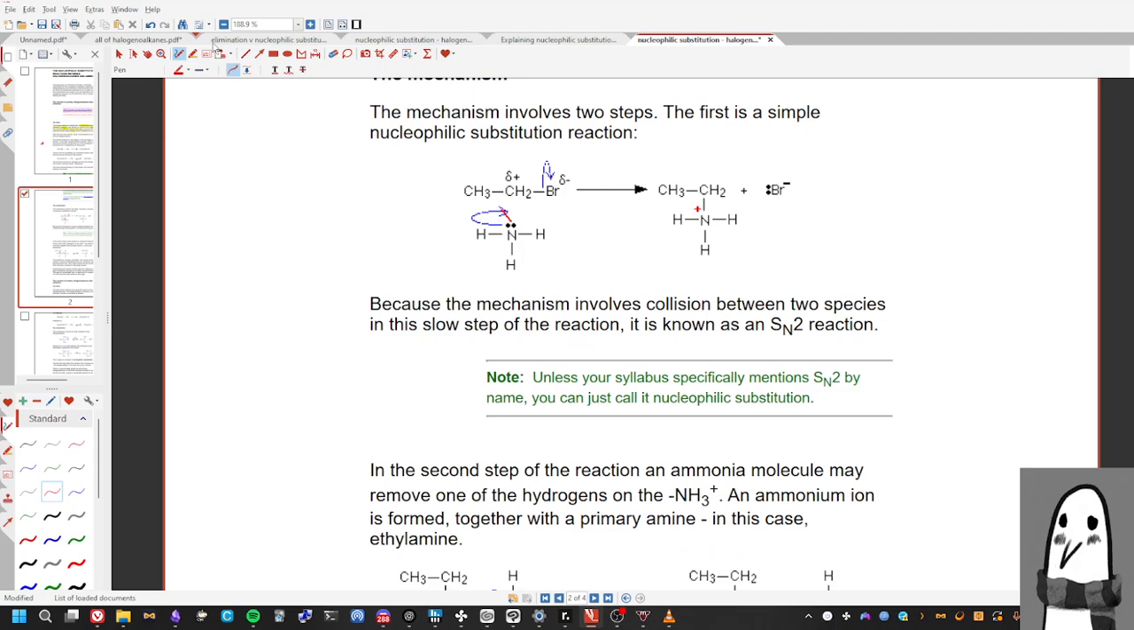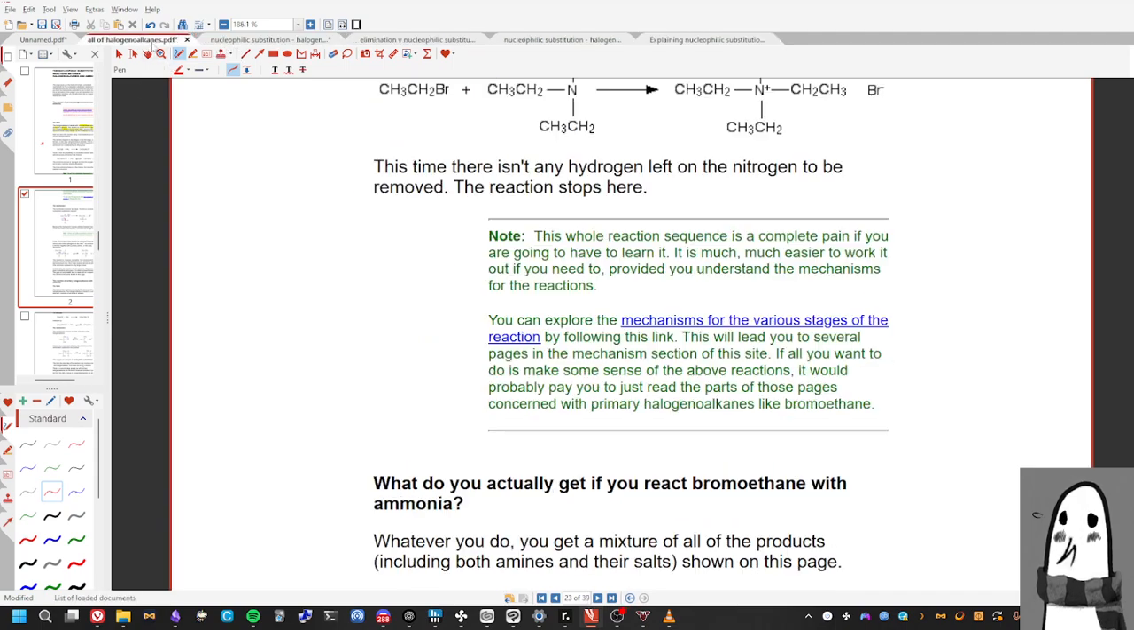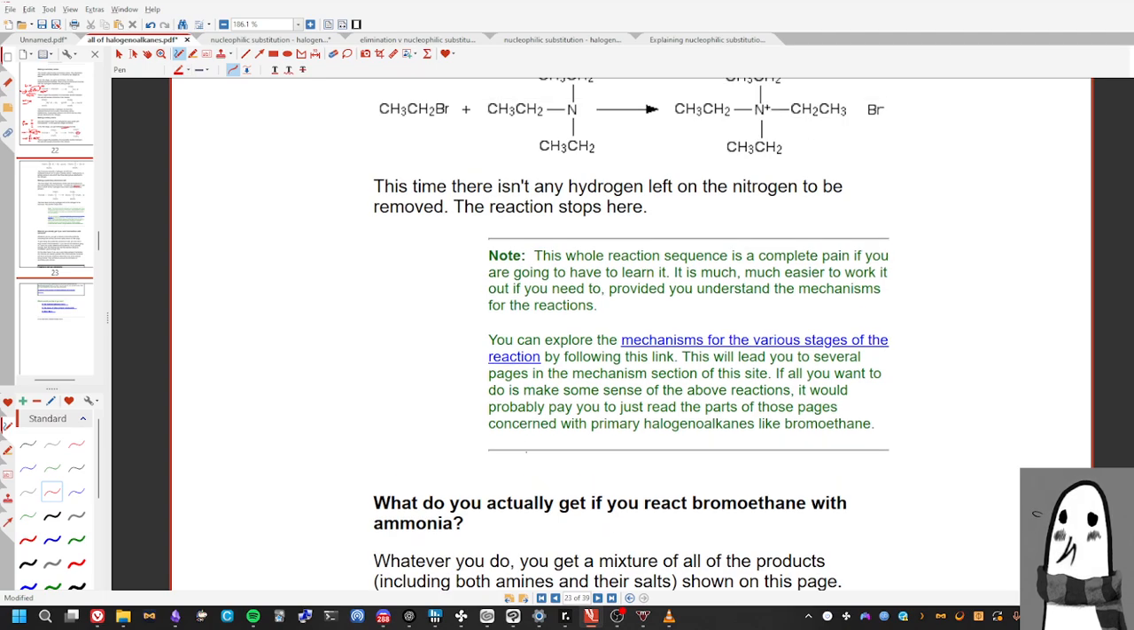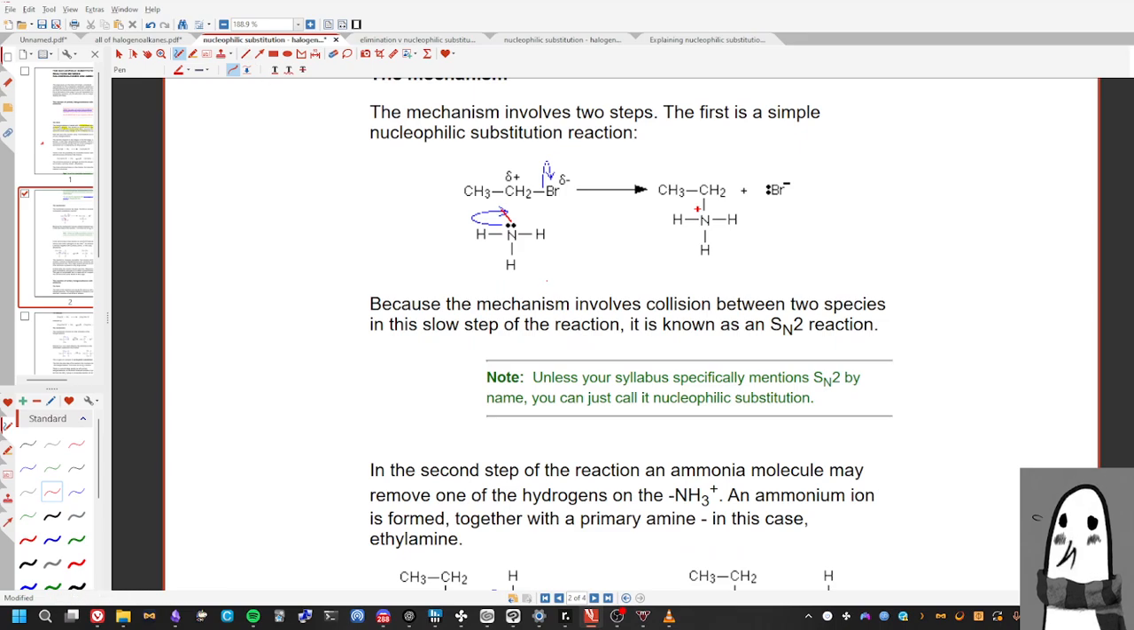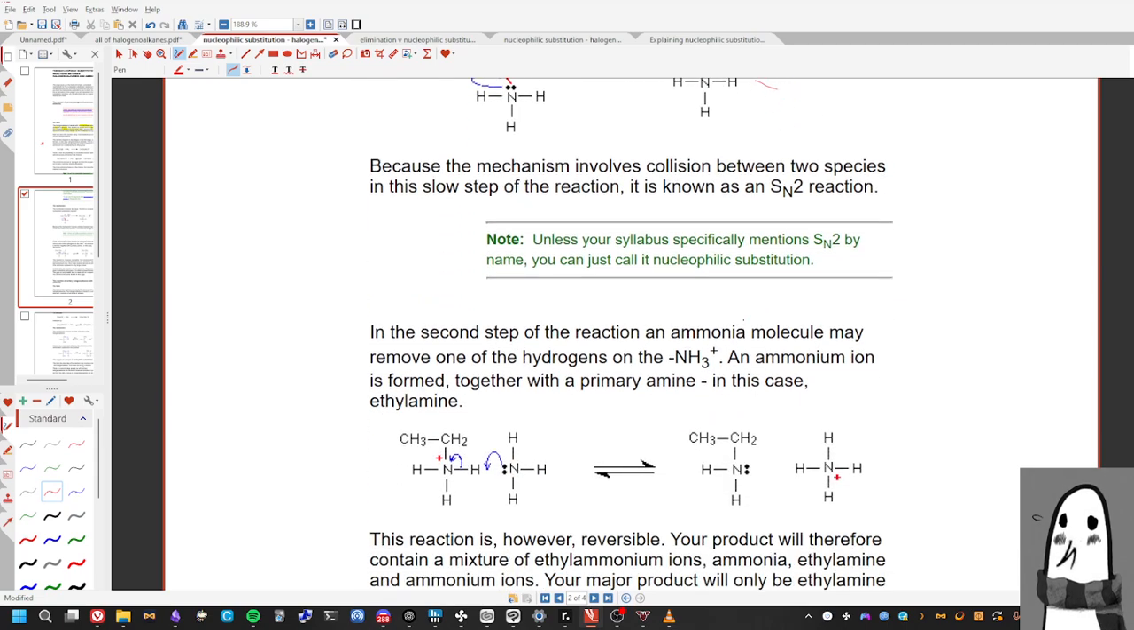Alright, let's move to nucleophilic substitution of ammonia. Okay, so if you look at this, and you look at the bromines, while we're doing this, are these bromines connected or not connected? Is this bromine still involved within these two? Because the mechanism does not say that. It literally says the bromine leaves. In the second step of the reaction, an ammonia molecule may remove one of the hydrogens on the ion, and ammonia is formed together with the primary amine, in this case ethylamine.